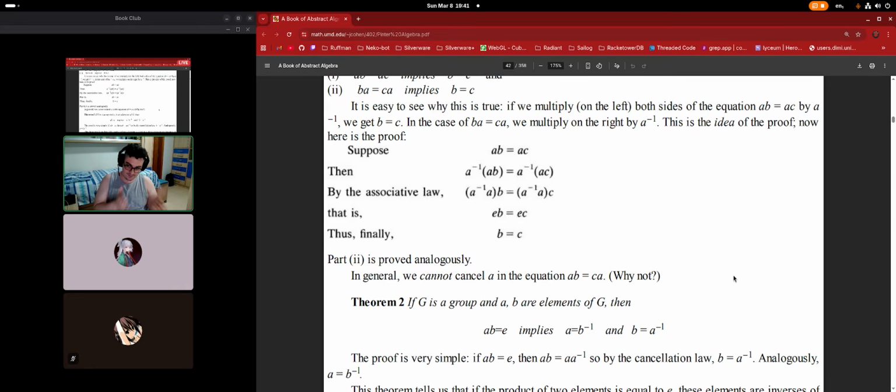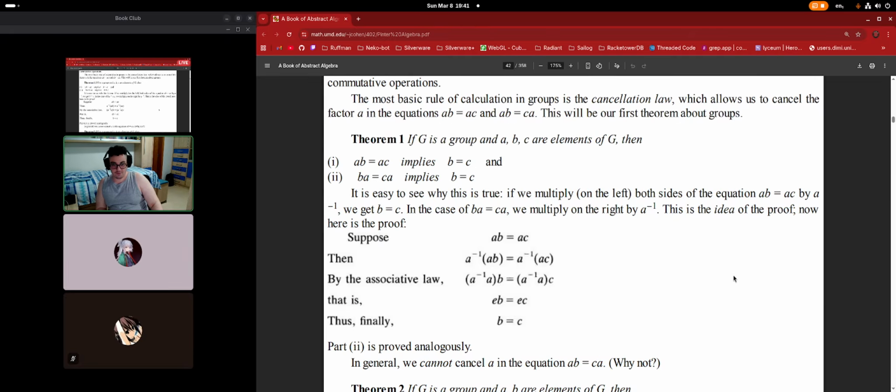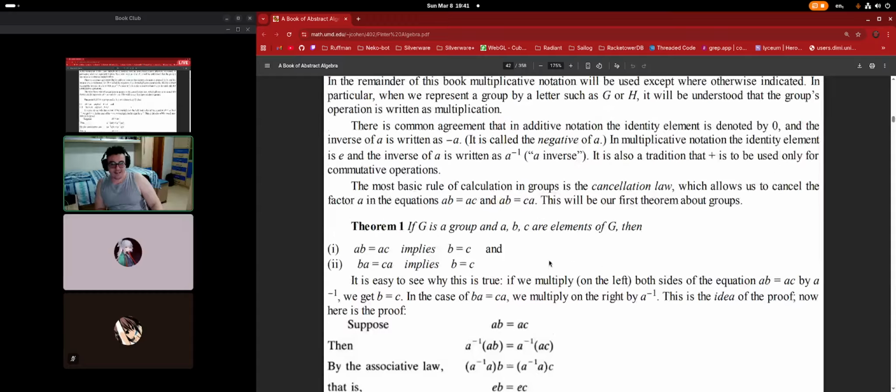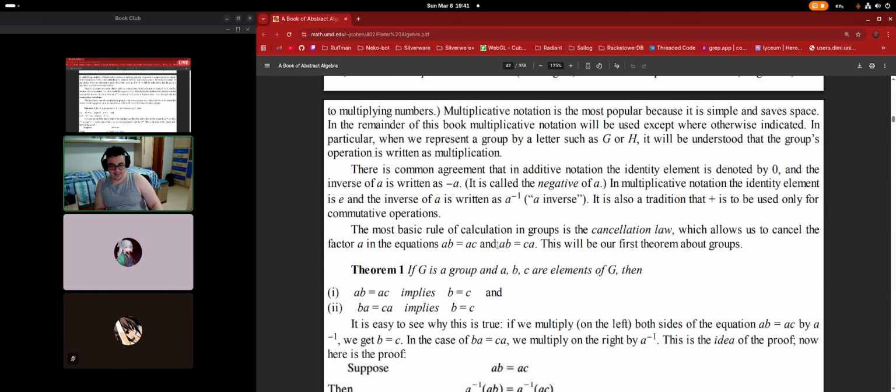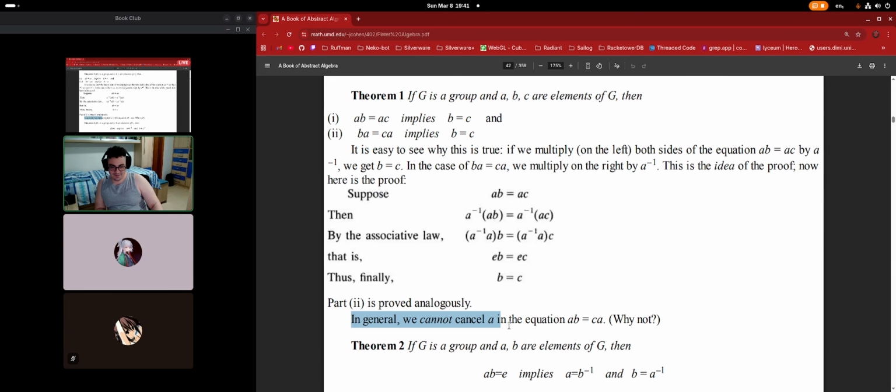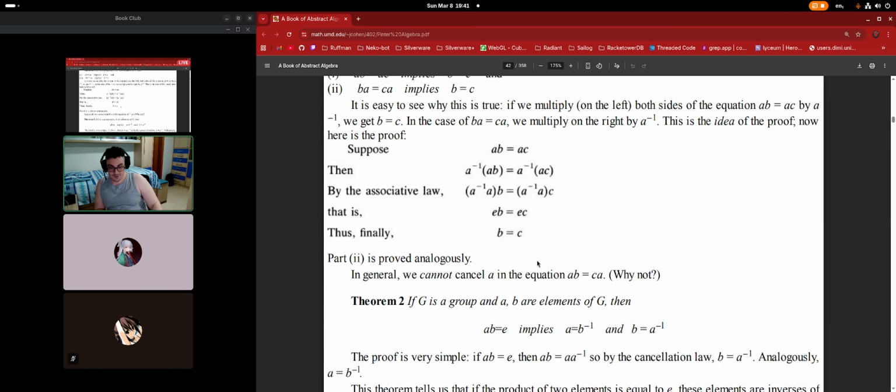So this is true for abelian groups, but not for general groups. Yeah, I actually didn't notice this before, because when I read this, I was like, yeah, no, this makes complete sense. But anyway, so theorem two.